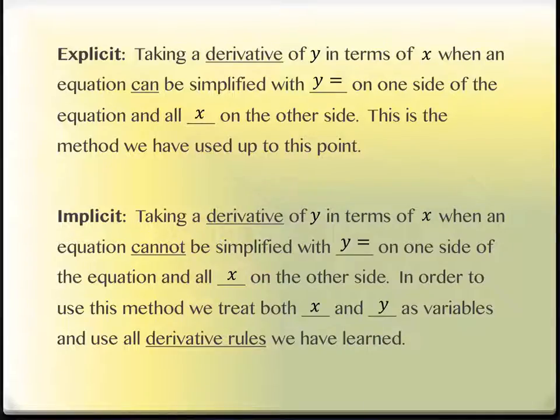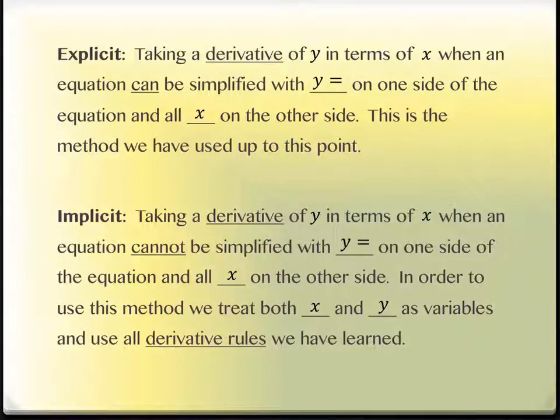Explicit is taking a derivative of y in terms of x when the equation can be simplified with y equals on one side and everything on the other side in terms of x. This is exactly what we've been doing. In fact, we haven't even had to simplify it to that form. It's just been given to us in that form. Y equals this. F of x equals this. And it's all in terms of x. That's called explicit differentiation. Okay?